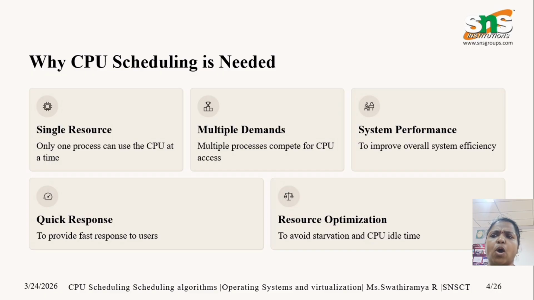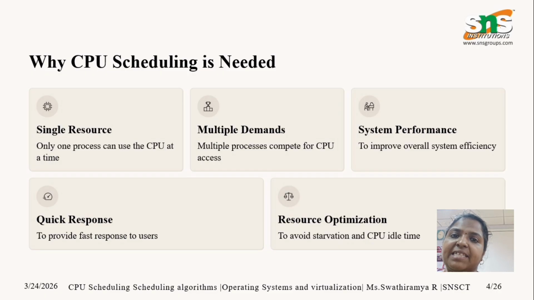So let's discuss why CPU scheduling is needed. As I told you before, the CPU can handle only one process at a time. So we have to implement multi-processing. We have to give the feeling that multiple processes are running in the system, so we have to use the CPU properly to make it possible. The first reason is that only one process can use the CPU at a time, so multiple processes compete for the CPU.